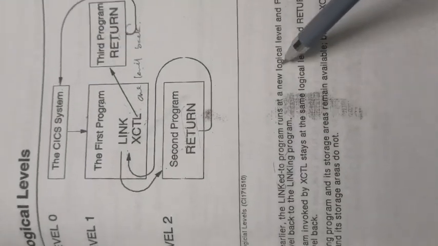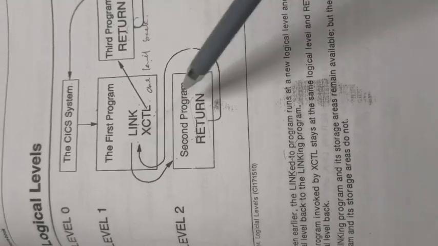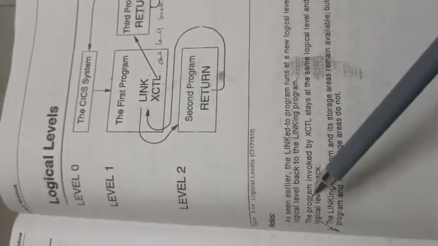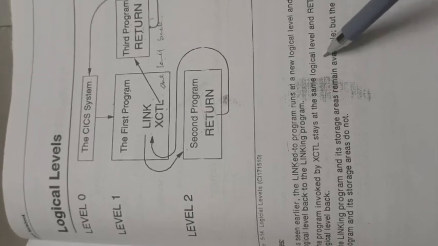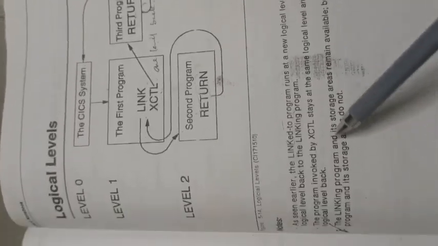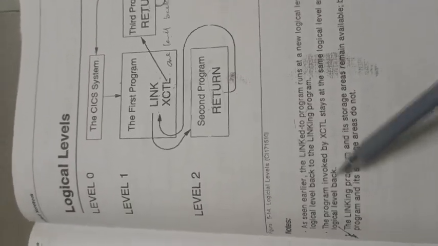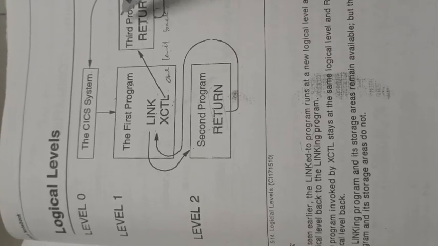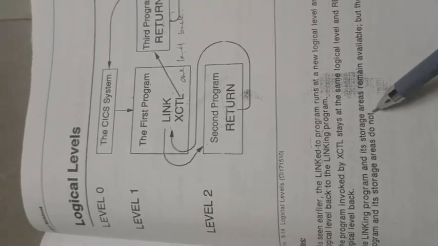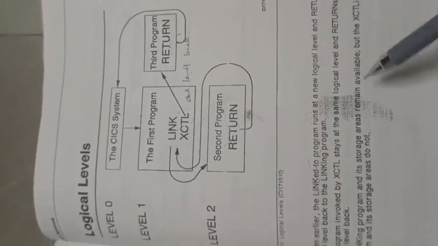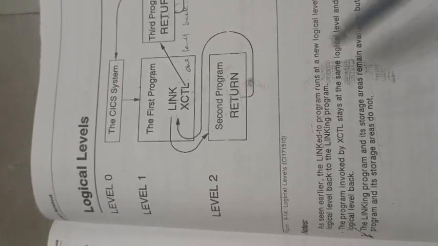A linked program runs at a new logical level and returns to the calling program. Whenever the program is invoked, XCTL stays at the same logical level and returns to the same logical level, so it will return to the third program, a different program. The linking program's storage remains available, but the XCTL program's storage is not available.